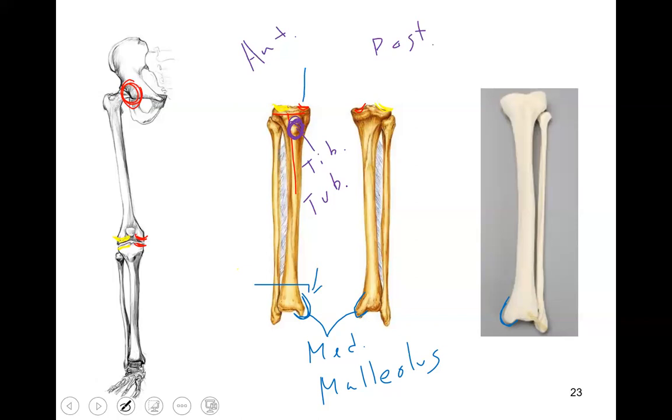So when you're looking at a tibia, look for the bump, the tibial tuberosity, and look for what side the medial malleolus is on, and that will tell you which type of bone you have, the left or the right. Okay, so that's the tibia.